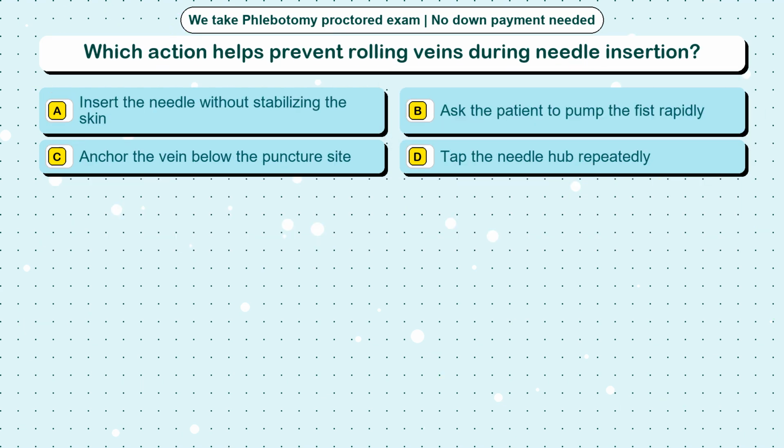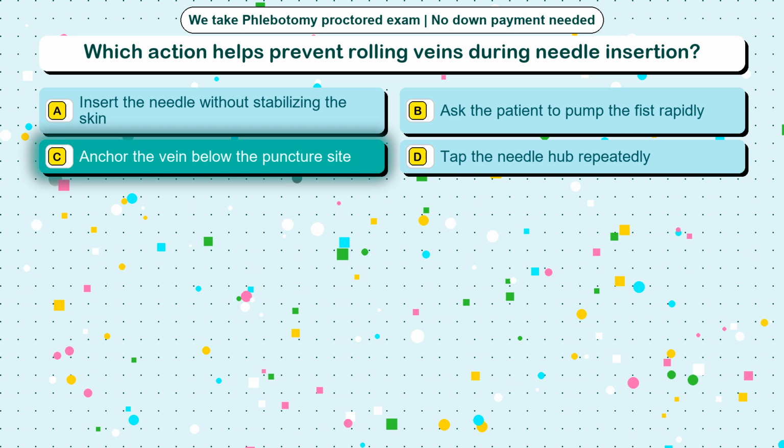Question 70. Which action helps prevent rolling veins during needle insertion? Option A. Insert the needle without stabilizing the skin. Option B. Ask the patient to pump the fist rapidly. Option C. Anchor the vein below the puncture site. Option D. Tap the needle hub repeatedly. The correct answer is option C.